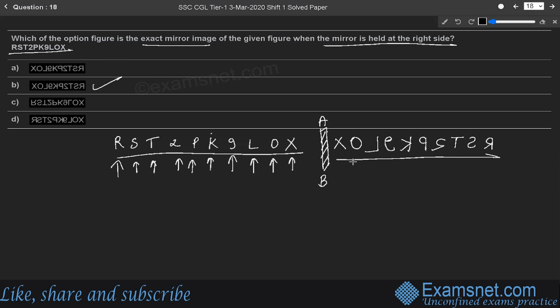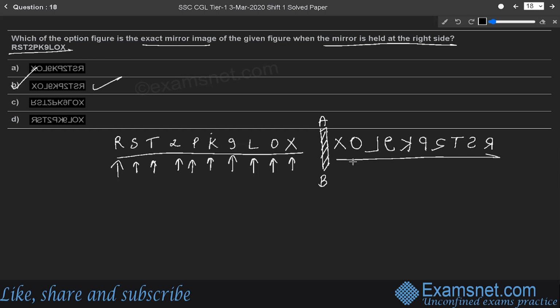So I hope you are clear with this question. All you have to do is understand the basic concept of how a mirror image is formed. Mirror image, in simple words, means the reversed image of any object. So for this question, the correct option is option B. I hope you are clear with this question.